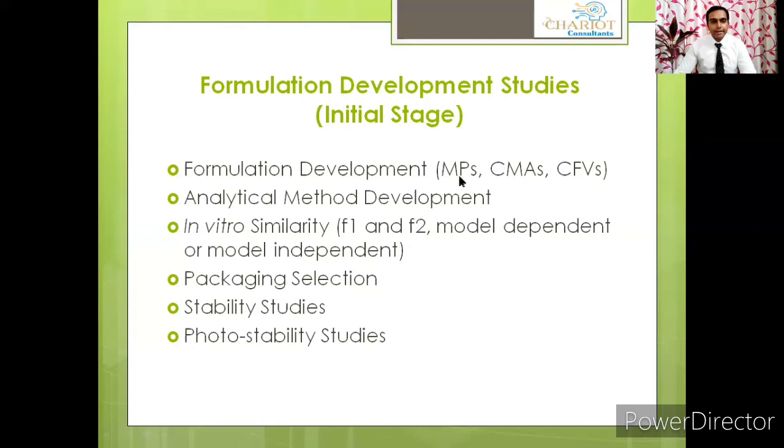And talking about the critical formulation variables, which include the impact of disintegrants, you need to identify the impact of lubricant, the impact of binders. So those studies you will do in formulation development.